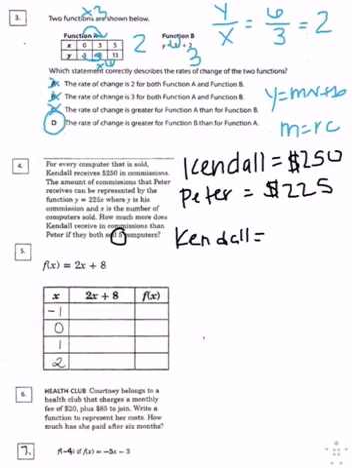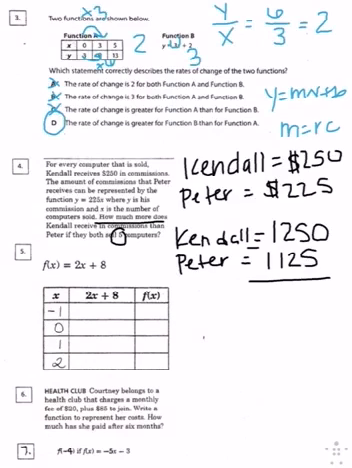Kindle makes $1,250. Peter makes $1,125. The question asks how much more. That tells me that I'm going to subtract. And so when I subtract 1,250 minus 1,125, I get 125. Kindle makes $125 more than Peter.